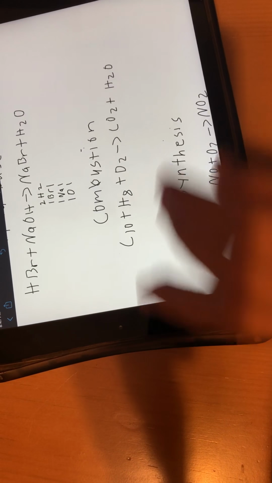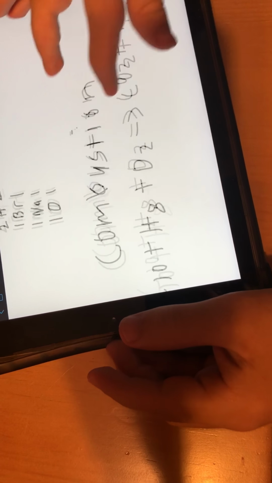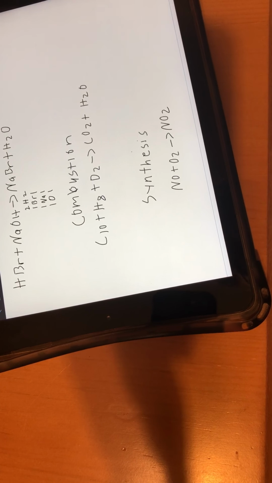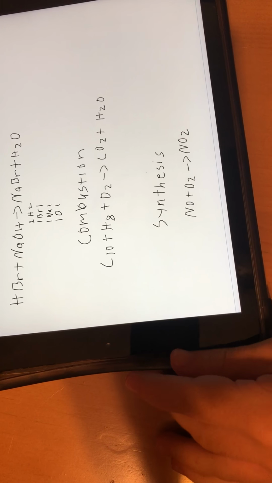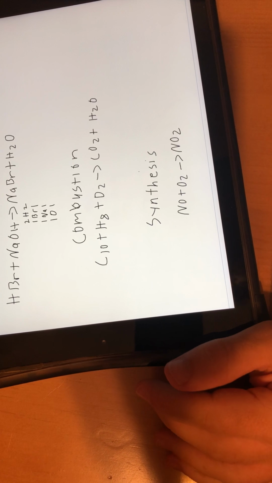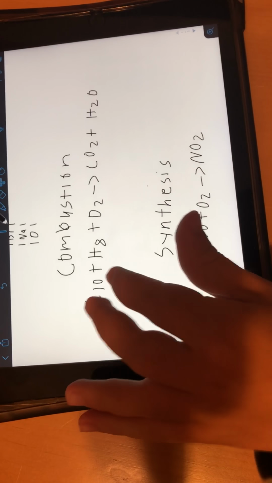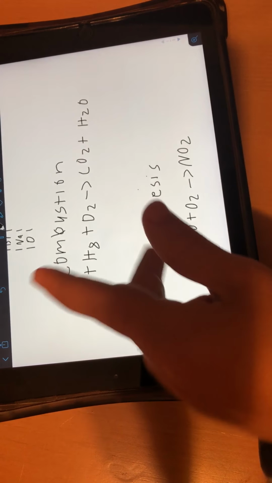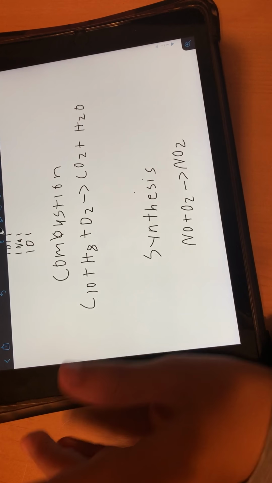So now, this is a combustion reaction. What a combustion reaction is, is when carbon and hydrogen react with oxygen to create carbon dioxide and most of the time water. So here we have C10 plus H8 plus O2, and the product is CO2 plus H2O, which is carbon dioxide and water.